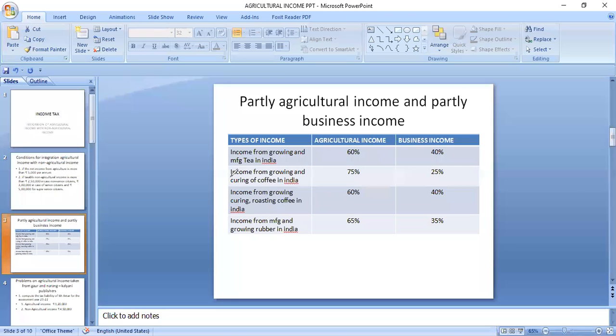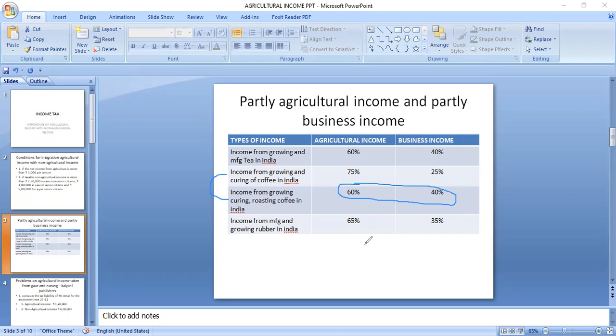These two cause confusion. Both are producing and manufacturing coffee in India. Now it is very difficult to remember this percentage. Let us take this 60%, 60 to 40. If you have income from coffee in India, you can take 60 to 40. Suppose we have income from tea in India, that also means 60 to 40.